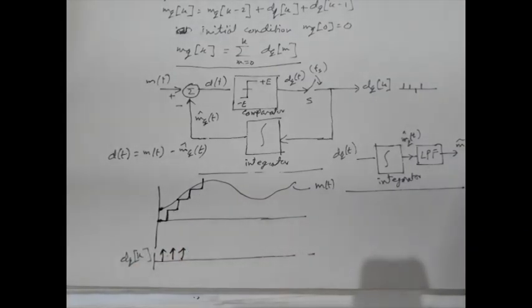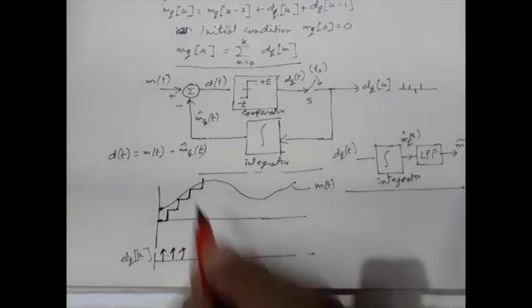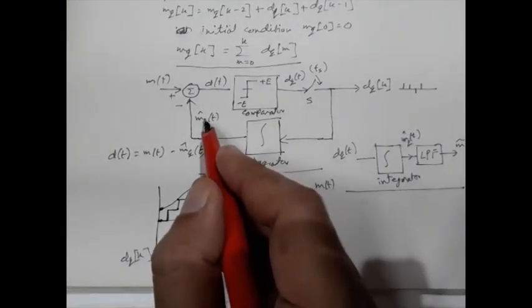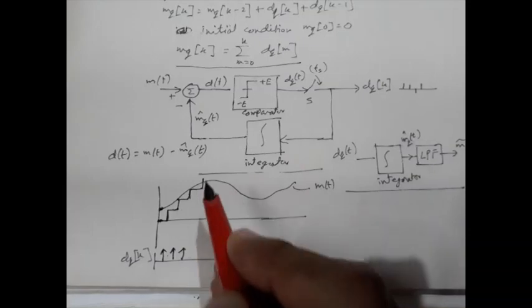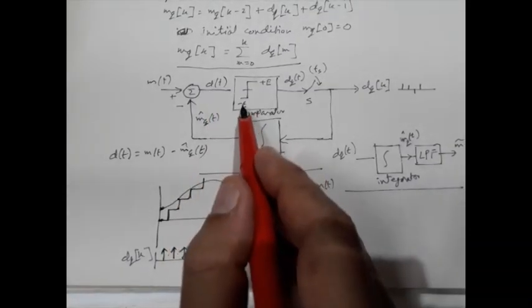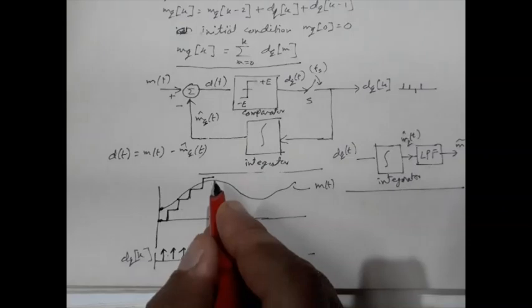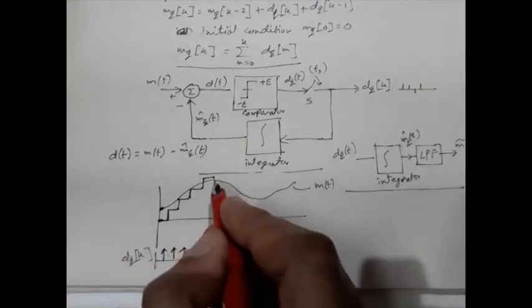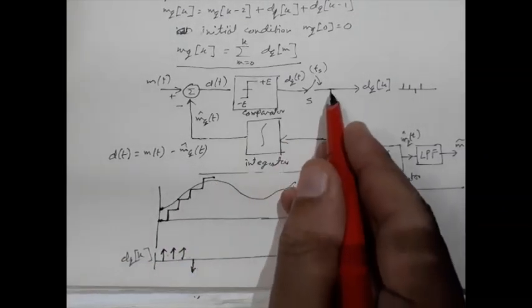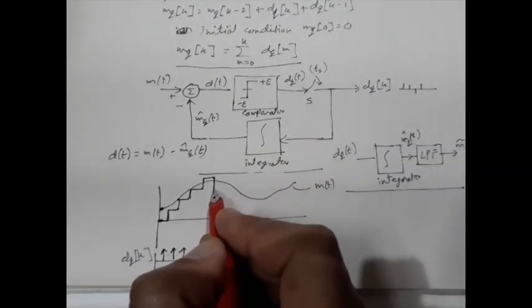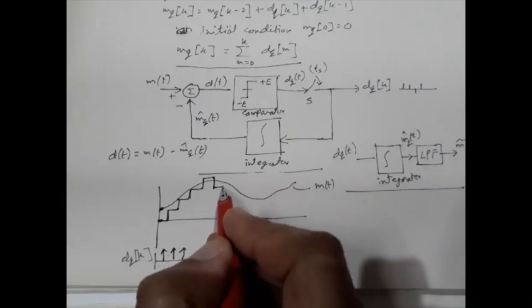Now consider this situation. Here the situation is just reversed. In this case MQ cap T is higher than MT, so D will be negative. Once D is negative, it will produce a minus E. That means here we will get a negative spike. Once we get this negative spike, that will be fed back. So the integrator output will move in a downward direction by the same amount, and it will continue.